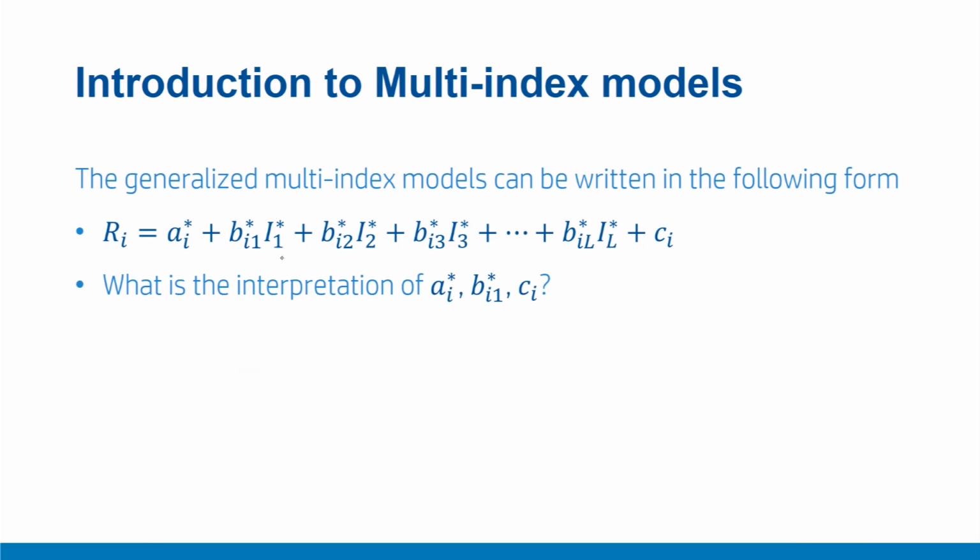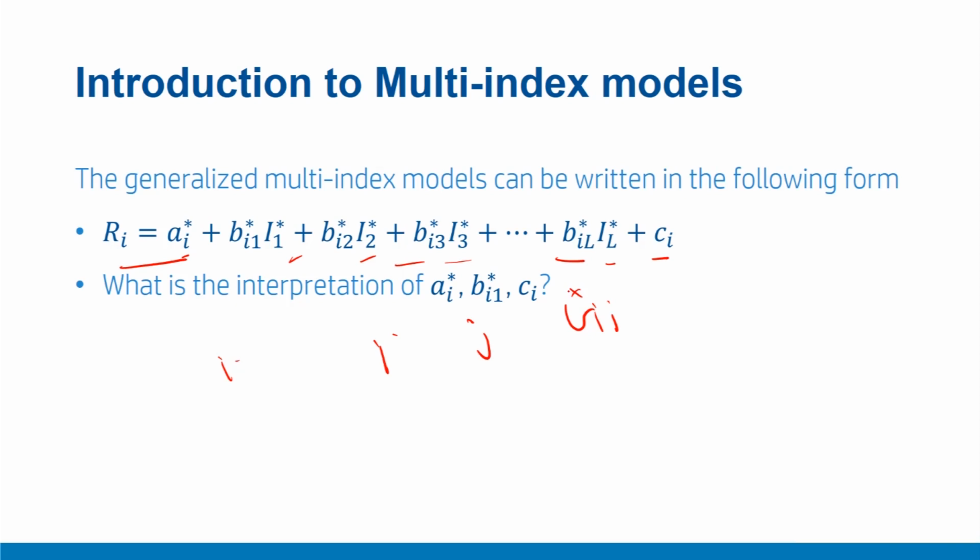The generalized multi-index model can be written in the form of this equation: Ri equals Ai star plus Bi1 star into I1 star plus Bi2 star into I2 star, and so on up till Bil star into Il star plus Ci. What is the interpretation of these Ai star, Bij star and Ci? In this equation, returns on security i is expressed as a function of indices I1 star, I2 star and so on up till Il star. Bij star is a measure of sensitivity of stock i to changes in index j, and that is why it is noted as Bij star.